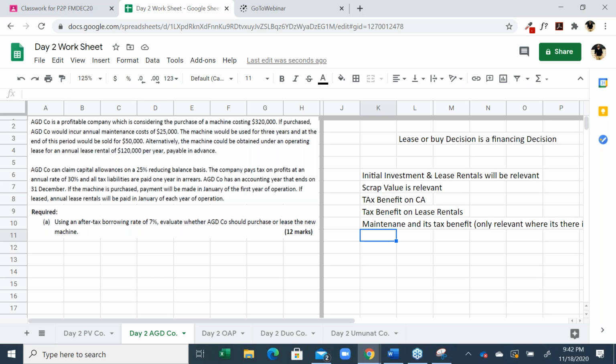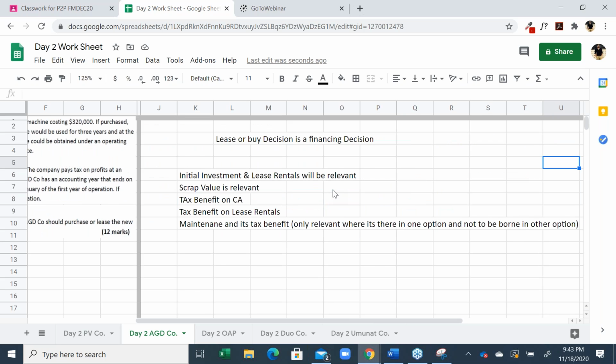Right? So all these cash flows. You can take a screenshot and keep it with you, because when you'll be solving a question on lease or buy, these are the relevant cash flows. Now, there may be other cash flows as well. So we cannot have a list that covers all the expenditures, but there is a simple principle that you need to remember. Every cash flow that we have to show in all options will be irrelevant.